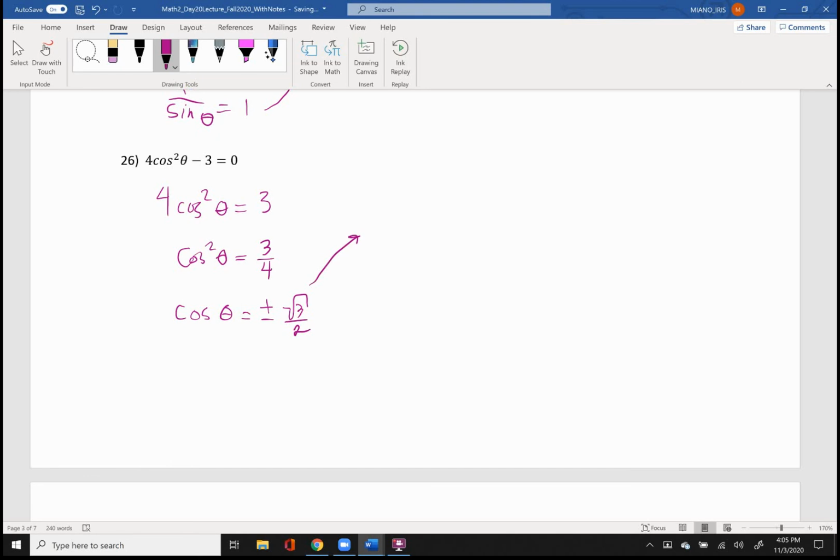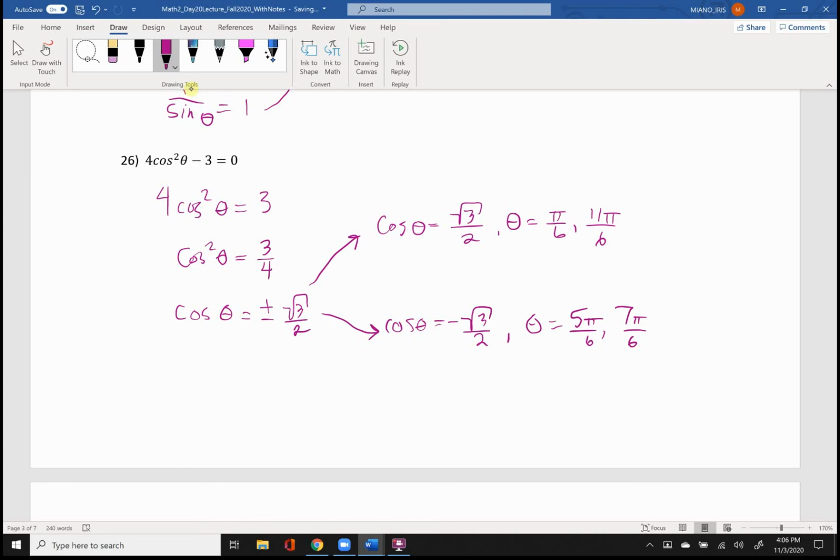Well, you might want to break this into 2 cases. Let's just focus on when cosine theta equals the positive square root 3 over 2. That'll happen when theta equals pi over 6 and 11 pi over 6. How about when cosine theta equals negative root 3 over 2? Well, that'll happen when theta equals 5 pi over 6 and 7 pi over 6.